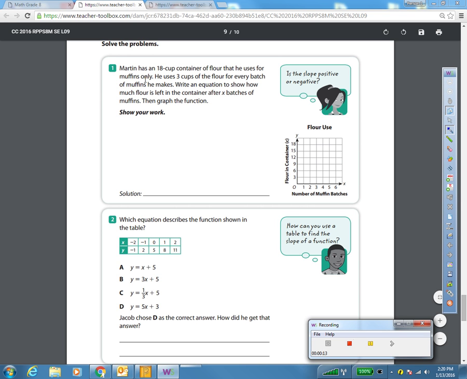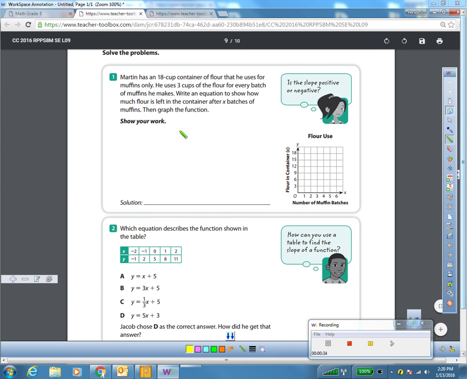It says Martin has an 18-cup container of flour that he uses for muffins only. He uses 3 cups of flour for every batch of muffins he makes. Write an equation to show how much flour is left in the container after X batches of muffins, and then graph the function. So that's what we're going to do right now. Grab the pen. There we go.